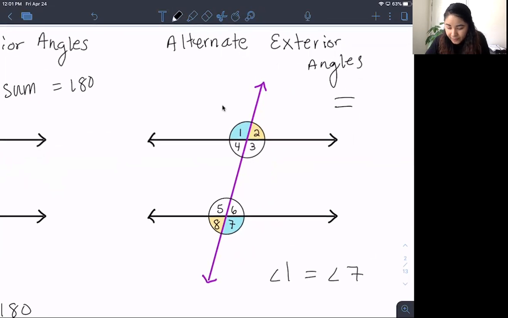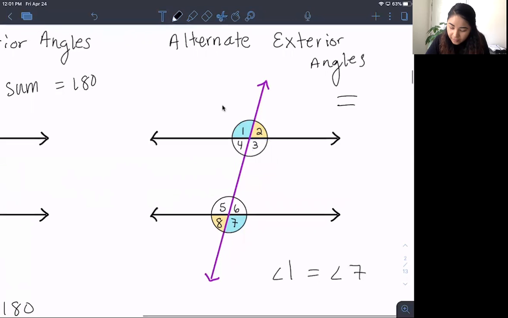For example, to prove that angle 1 is equal to angle 7, we can say angle 1 is a vertical angle with angle 3, and vertical angles are equal to each other. And then we know that angle 3 is a corresponding angle with angle 7, and corresponding angles are equal to each other. So angle 1 equals angle 3 because they're vertical, and angle 3 equals angle 7 because they're corresponding.